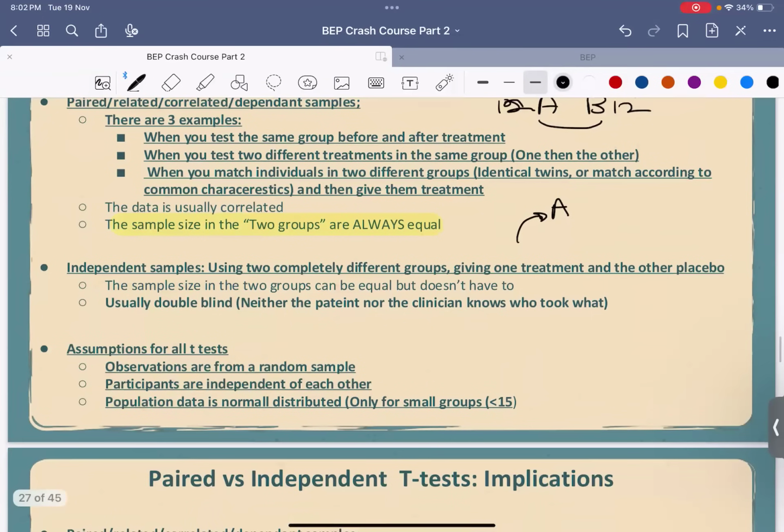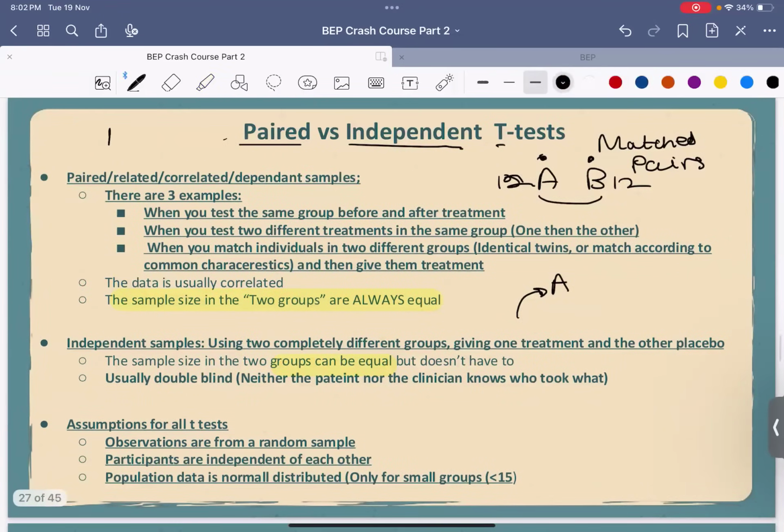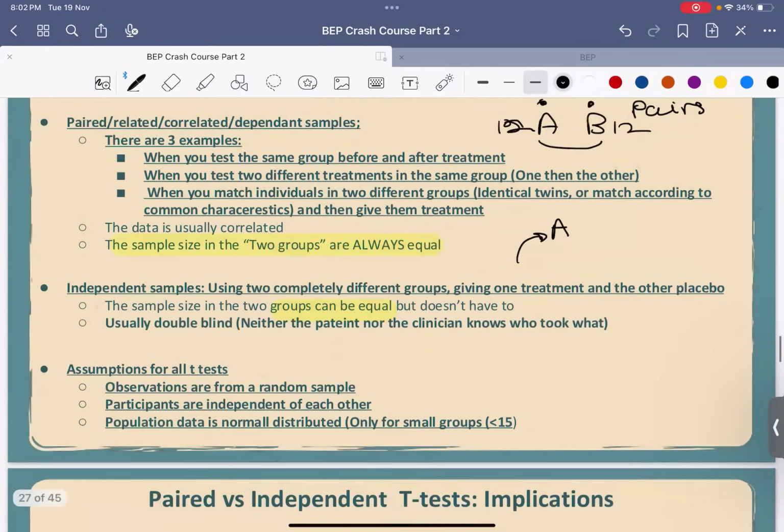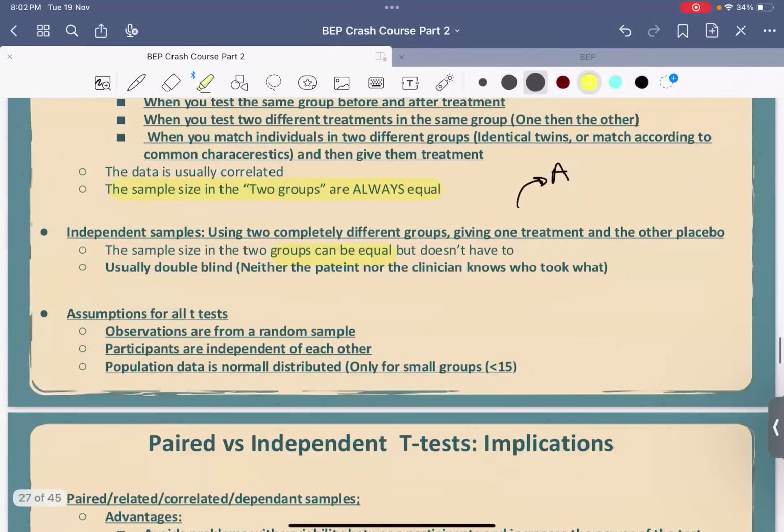And the sample size can be equal if you choose to put 12 and 12, but it doesn't have to be. So in many studies, you'll find that the placebo group is 40 and the treatment group is 54, and that's valid. So we can do that in independent, but it's not possible logically to do that in the paired test. Even if you use the matched pair, it has to be equal samples. And this is usually double blind.